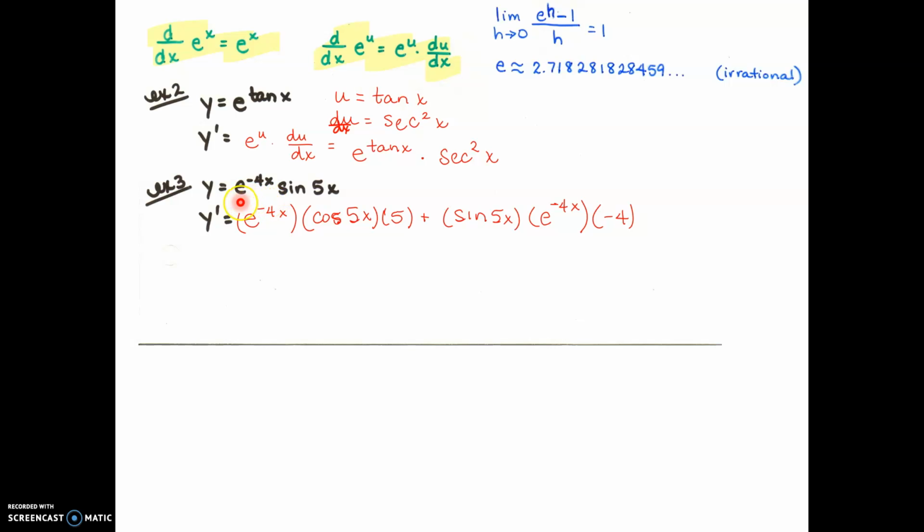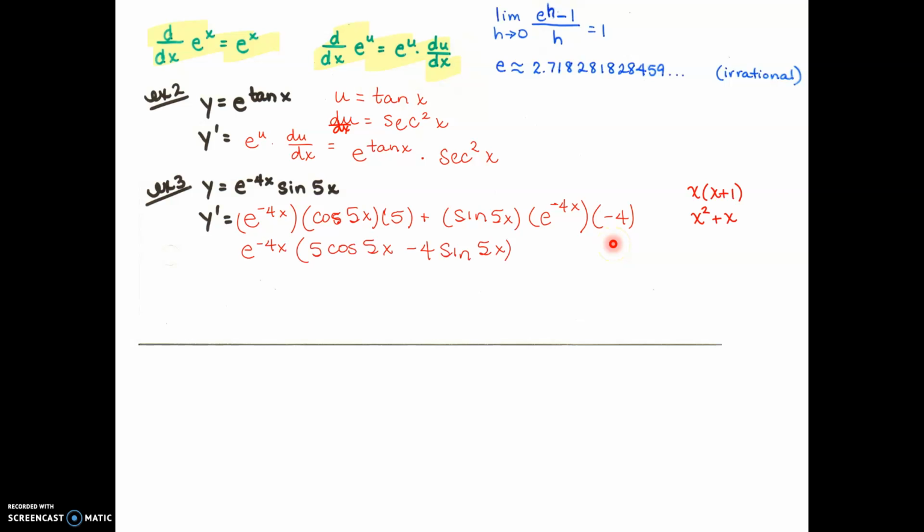So we said the derivative of e to the u would be e to the u times the derivative of u. So e to the negative 4x is going to be e to the u. That doesn't change at all. But then we need to multiply by the derivative of u. So the derivative of negative 4x would be negative 4. So again, that's first, derivative of second plus second, and this whole piece is the derivative of the first.